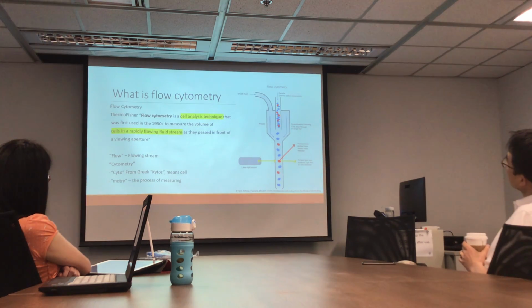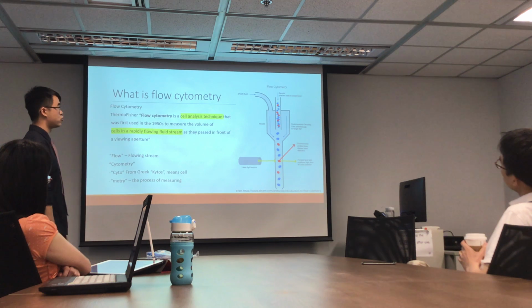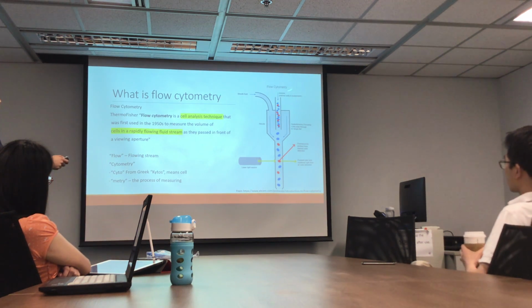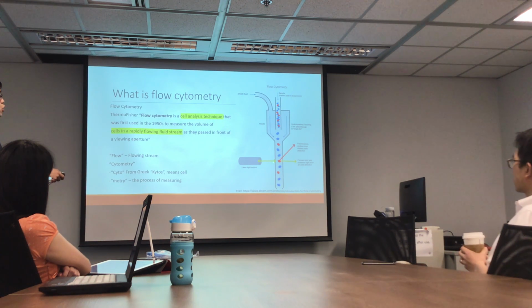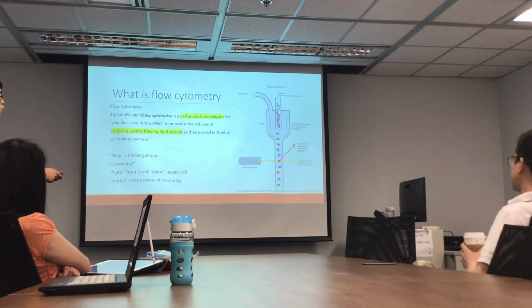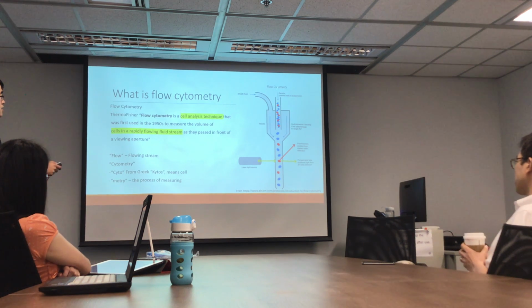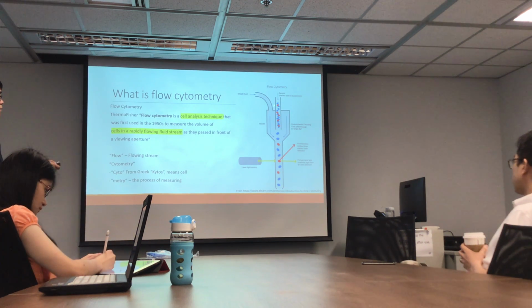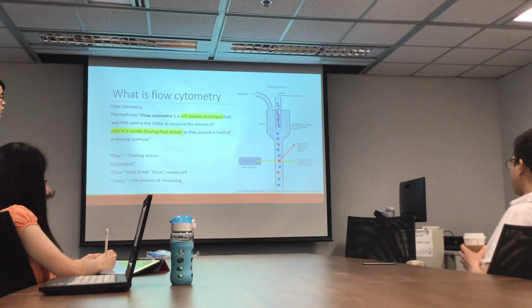On the right side, we have a really basic demonstration of the setup of a flow cytometer. From the top, we have sample cells coming down all the way to what we call the interrogation point, where the laser light source hits the cell and detects it. The cells are also forced down by something we call a sheath fluid, which allows them to pass in a single-cell manner.